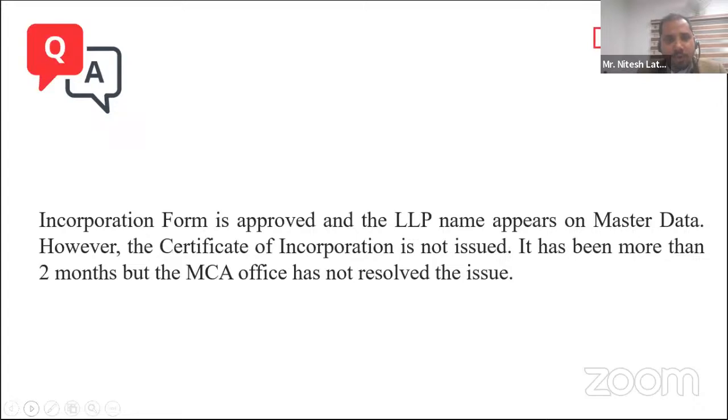The incorporation form got approved and the LLP name appears on the master data. However, the certificate of incorporation is not issued. It has been more than 2 months, but the ROC office has not resolved this issue yet.